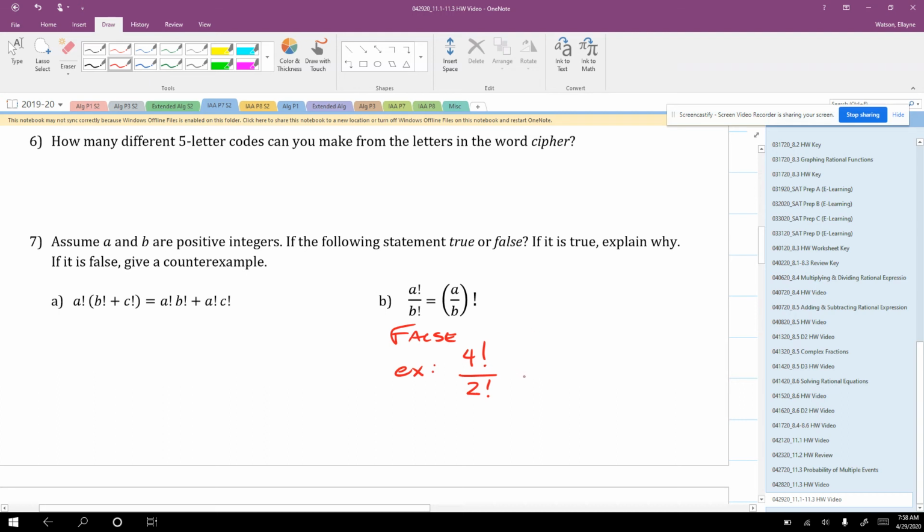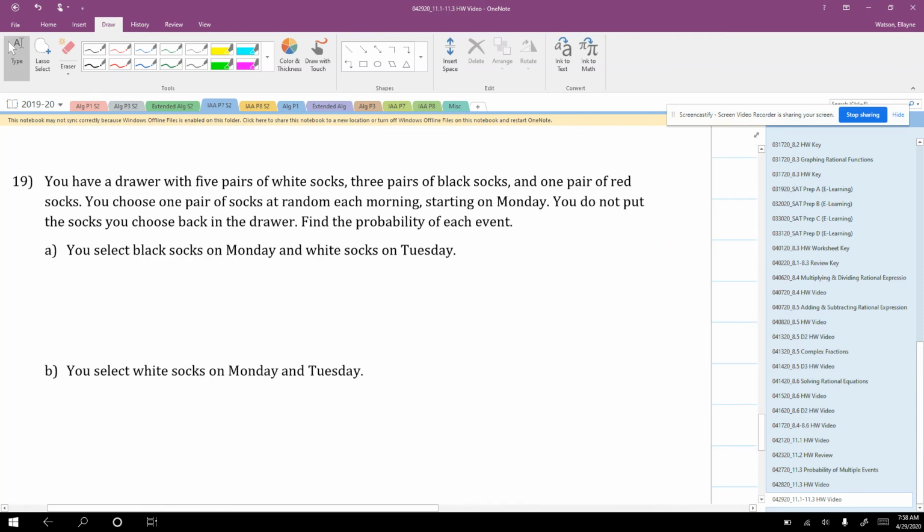And let's see, that equals 12, versus 4 over 2, the quantity factorial, which is just 2 factorial. So that just equals 2, right? And 12 does not equal 2. So that's why this one's false. Okay, and then let's look at 19.